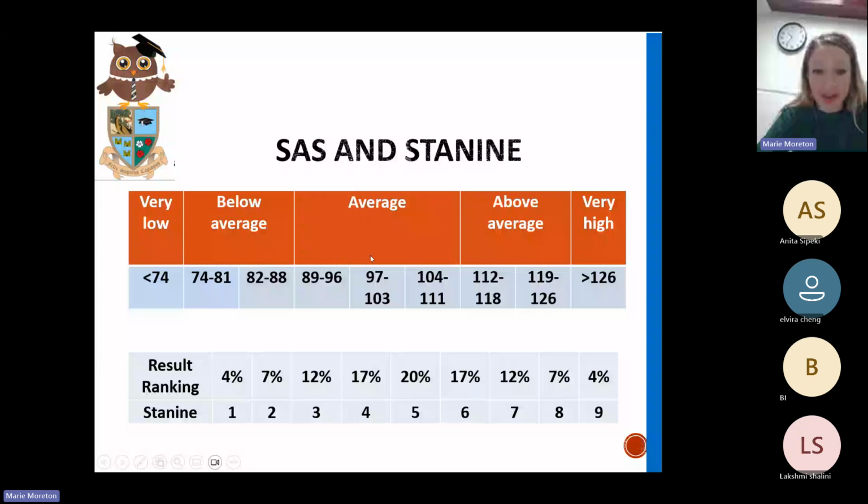Here you'll be in the 7th or 8th. Here you'll be in the 4th, 5th, or 6th stanine. Here you'll be in the 3rd. Here you'll be in the 2nd, and here you'll be in the 1st stanine. So it's basically split all of these into nine to try to make it simpler. So you'll get a standard nine, a stanine as well, so you can see where your child would fall compared to the national average.